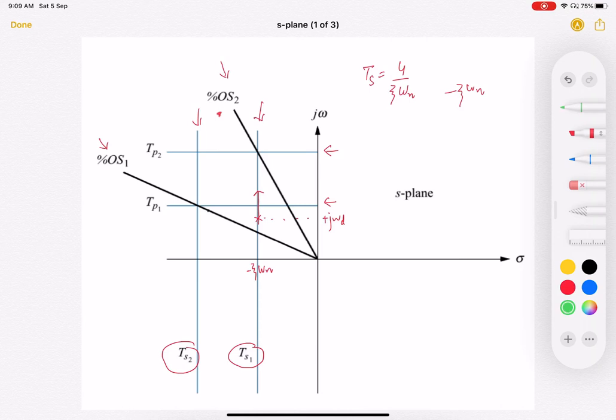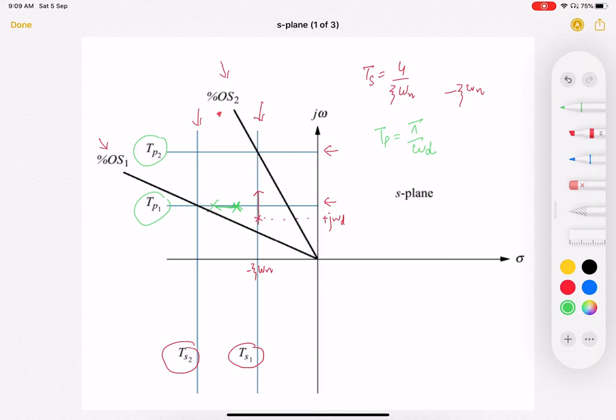In a similar way, horizontal lines would be constant peak time lines because the peak time expression is given by pi upon omega d. So for one value of omega d, if you change the pole location, you'll not be changing omega d. If you move your pole from here to here, although you're changing the pole location, you're not changing omega d, that is why your peak time is going to remain constant.